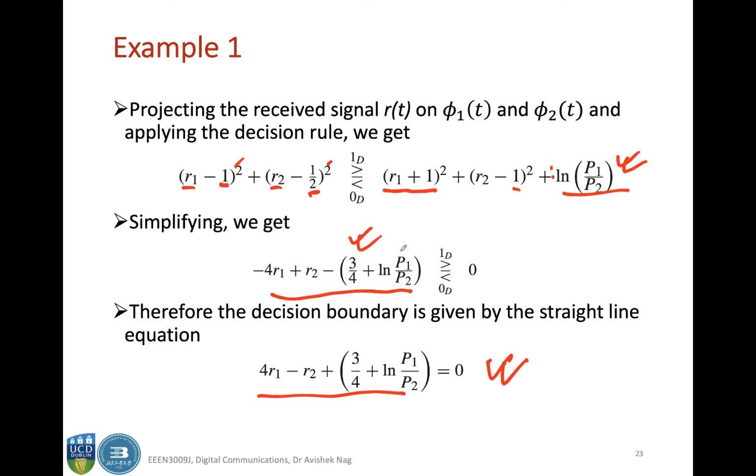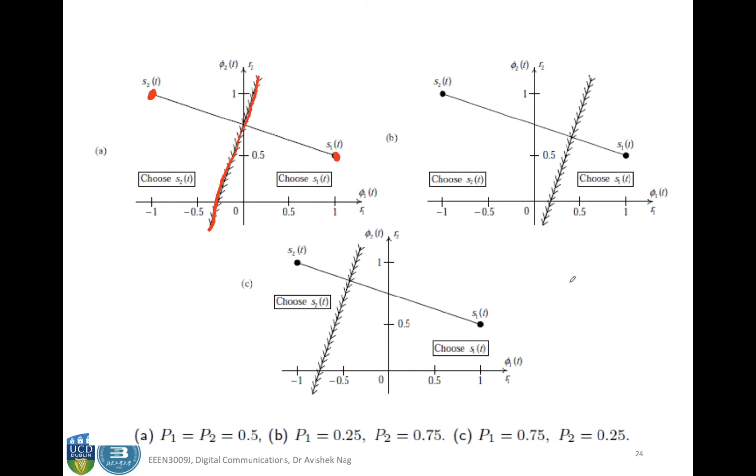Okay, and whatever you get on this side, if you bring all the terms on one side and keep the other side 0, then this set equal to 0 is the equation of a straight line. That is the equation of your decision boundary. And this decision boundary is drawn here. You can see this decision boundary is nothing but the perpendicular bisector of the line joining the two signals.